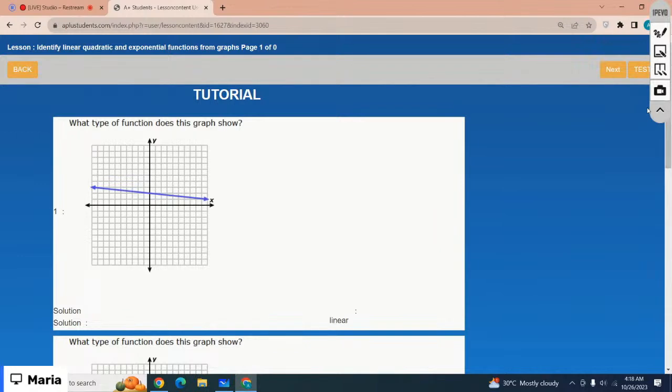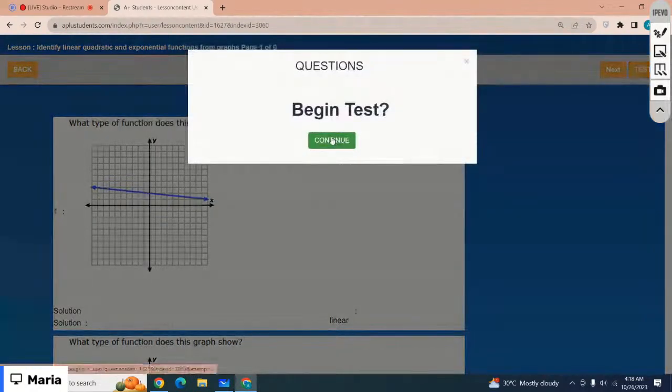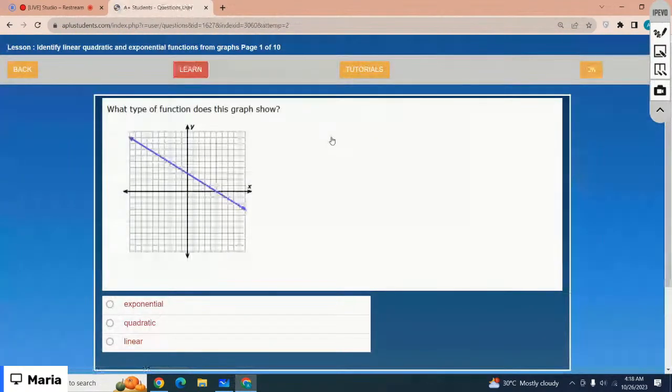Okay, let's just start with the test questions. What type of function does the graph show? Exponential, quadratic, linear, which is the correct option? The correct option is, the graph is a straight line, right? So that is a linear function. The correct option is linear.